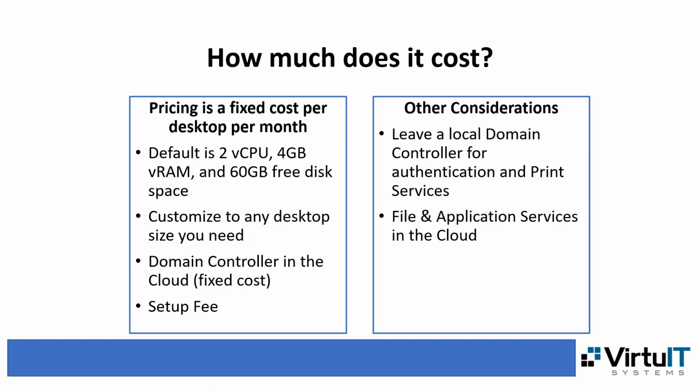How much does it cost? Well, pricing is a fixed cost per desktop per month. So by default, again, we provide a 2 virtual CPU, 4 gig of RAM, and 60 gig of free disk space virtual desktop, but you can customize it to anything you need. So that will impact the price. Obviously, larger desktops will be more expensive than smaller ones, but it's a fixed cost per desktop per month. So it's very easy to calculate if I add more users or if I add more powerful desktops, how will that impact my cost, my price. Very, very linear and very easy to calculate.